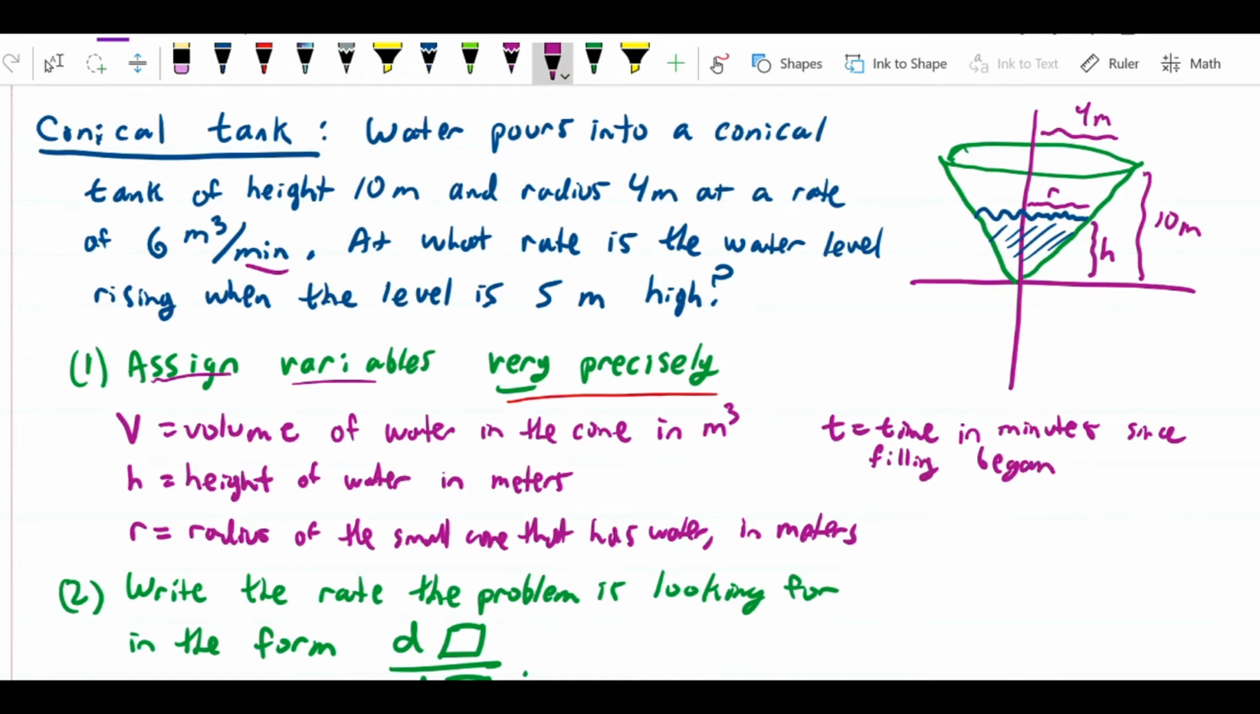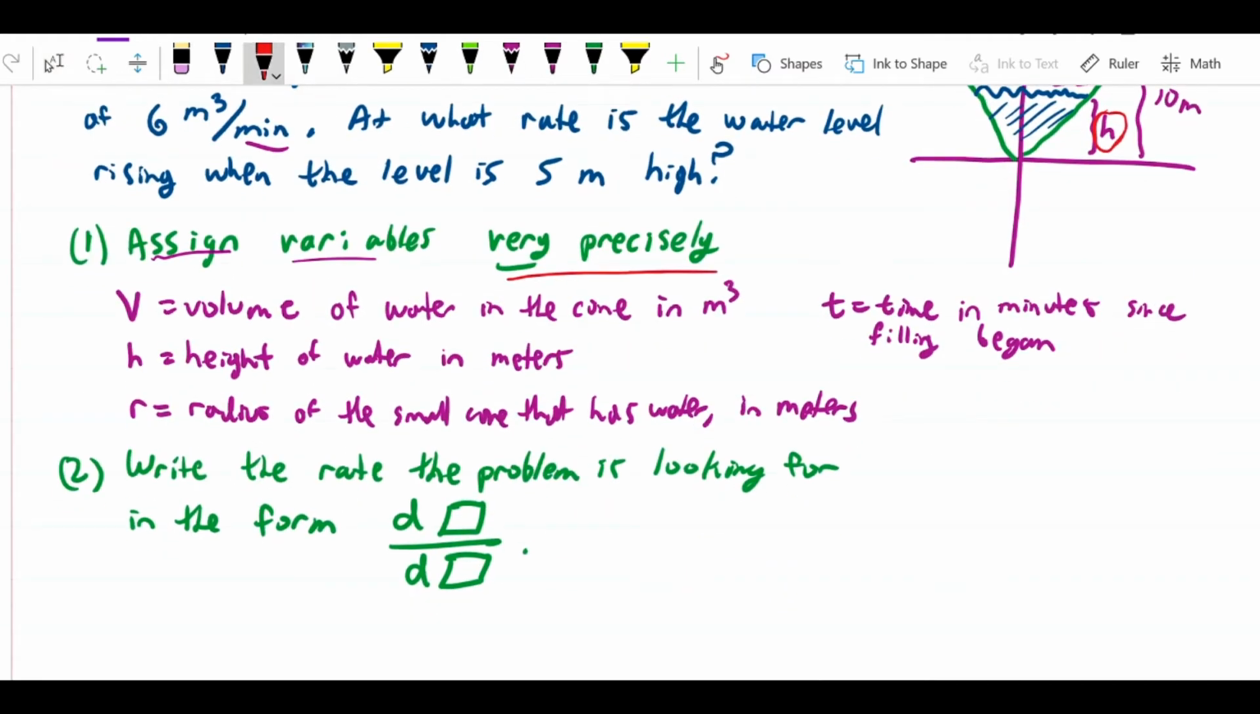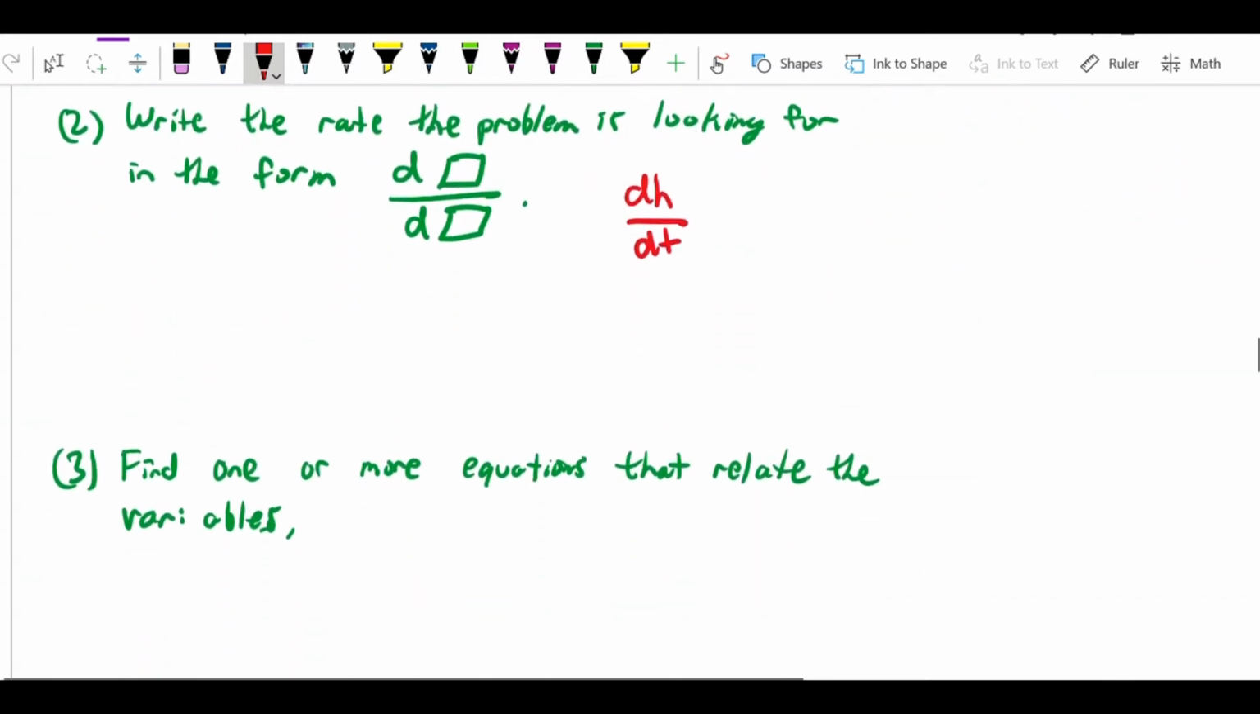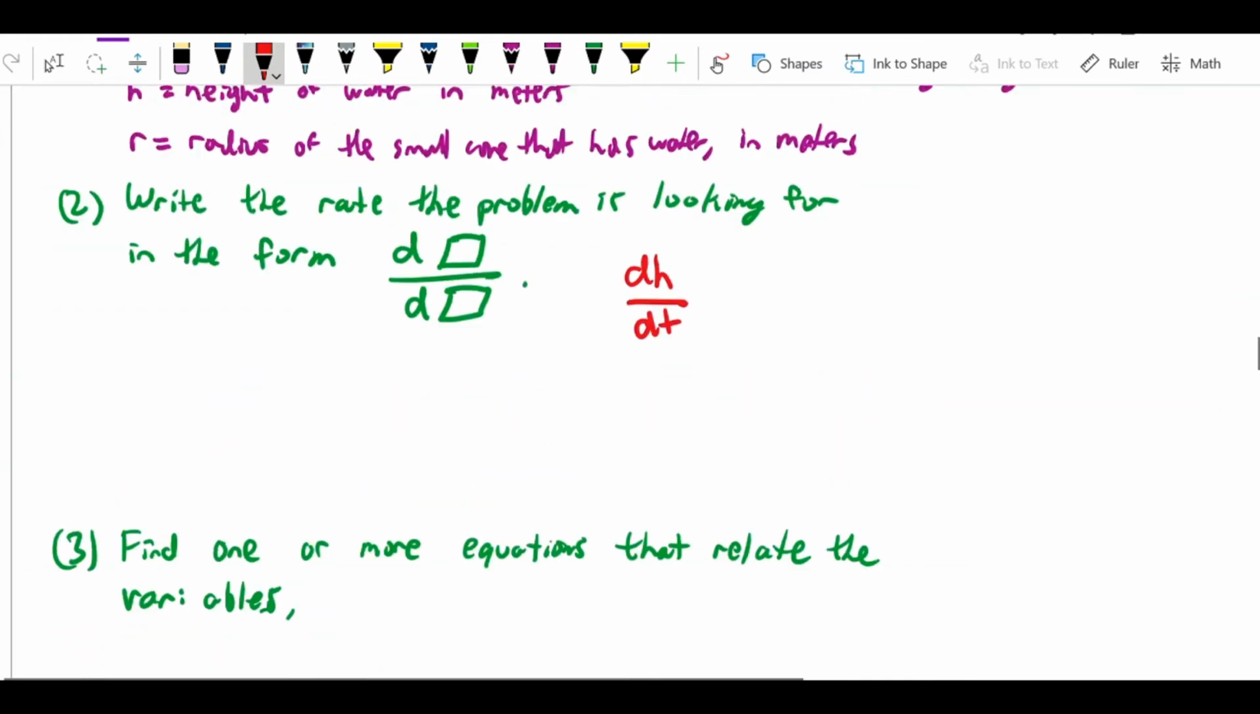There are our variables. Okay, so what rate is the problem looking for? It says, at what rate is the water level rising when the level is 5 meters high? So what we're asking about is at what rate the height of the top of the blue cone is changing. And we're asking how fast h is changing with respect to changes in time. So the answer here is going to be dh over dt. So let's find one or more equations that relate the variables.